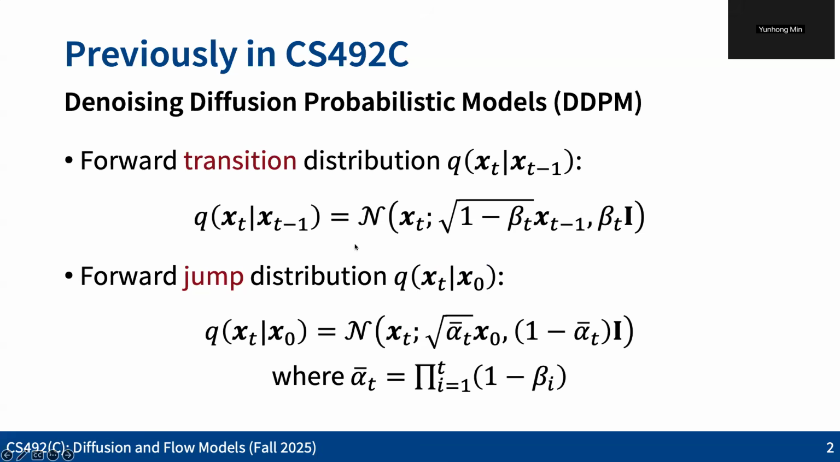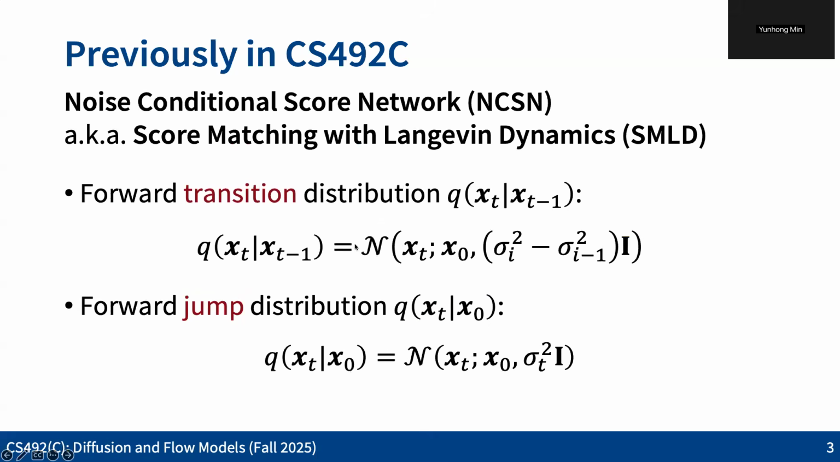Another form of the diffusion model that we very briefly have seen in the previous slide, which I call the NCSN, but it's also called by another name, the SMLD. This is a different way of defining the forward transition distribution, whose corresponding jump distribution is defined in another way like this, right? So this was another way of defining the forward process of the diffusion models. Based on that, we could see how we can perform the reverse process, which is performed in an iterative way.